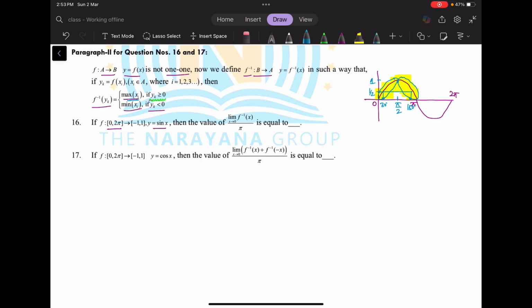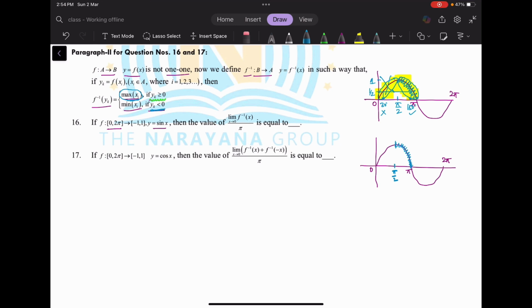But the question is asking us to take only the maximum values of xi's. So here I'll not consider 30, I'll consider 150 degrees. That means I have to consider this portion of the graph and ignore this portion of the graph. So let me draw it clearly. In this graph of sin x from 0 to 2π, the portion which we are interested in is from π/2 to π, from here to here. So this is the graph of f(x) for positive values.